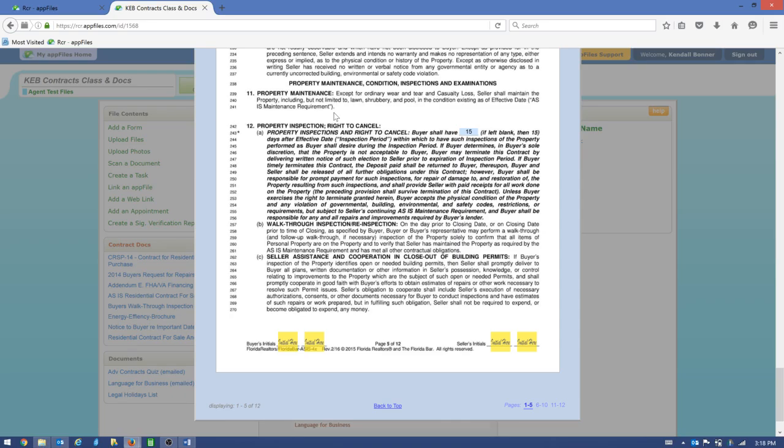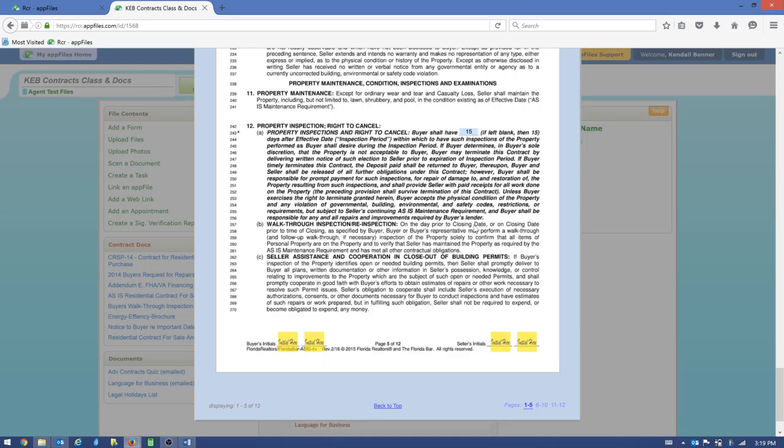So what does that mean? If it was broke on the day that you went under contract, it can remain broke as of closing. However, if it was working on the day of contract and it broke a week before closing, the seller is responsible for fixing it, even under an as-is contract. So if it was working at the time of contract, it's got to be working at the time of closing. Okay, that's the as-is maintenance requirement. If you have any questions about that, see me.